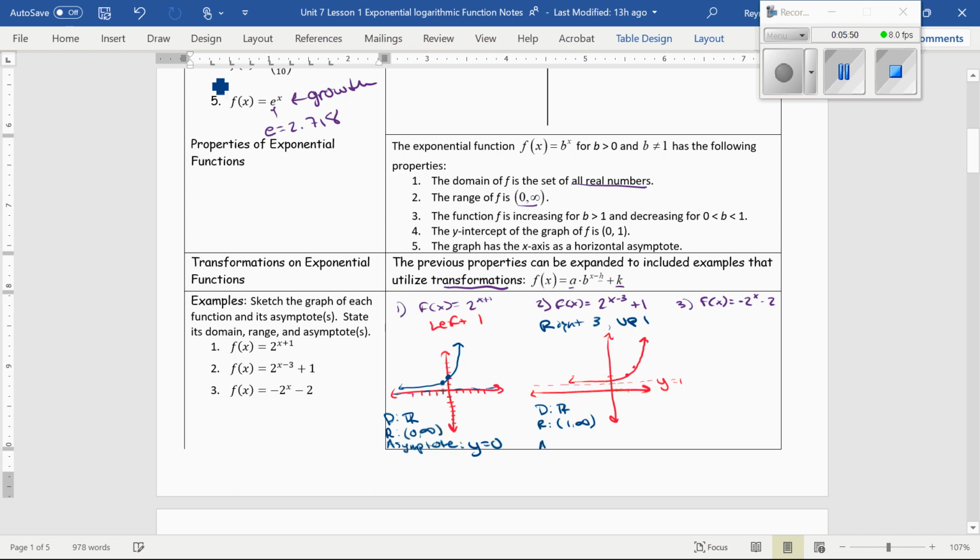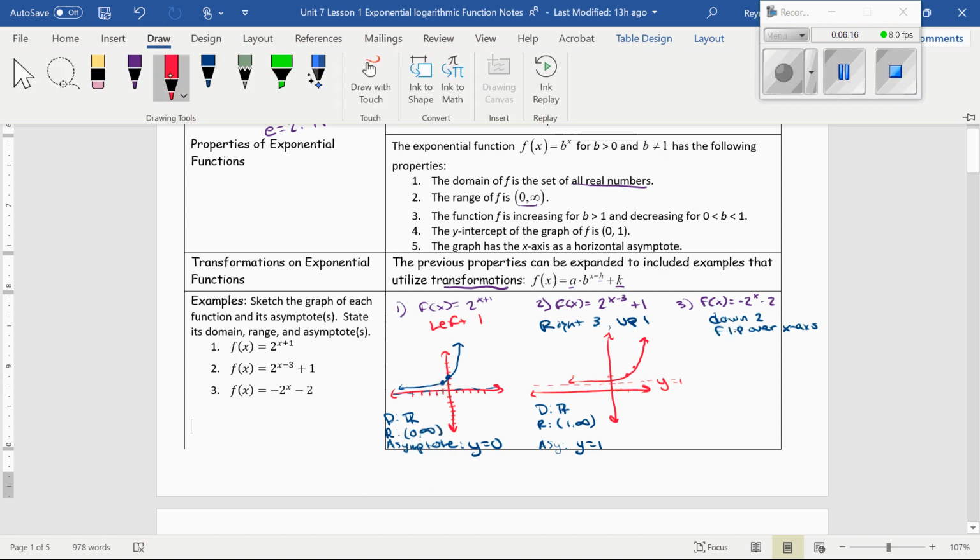Your asymptote is y equals 1. This last one has a down shift of 2, but it's also flipped over the x. All right, and so your asymptote this time, because we're going down 2, is at y equals -2.